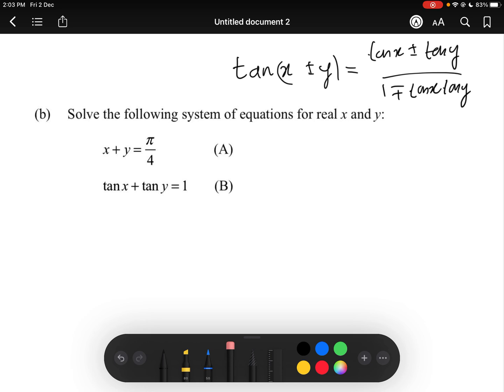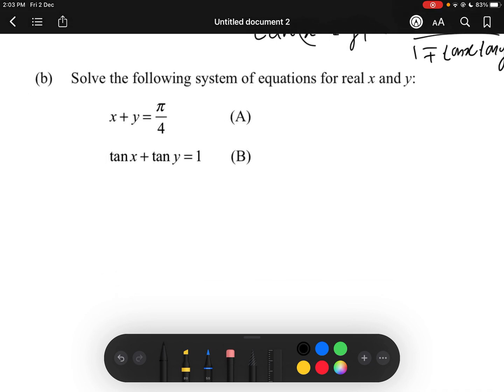Solve the following system of equations for real x and y. x plus y equals pi on 4 and tan x plus tan y equals 1. Alright, so let's just write down our equations first. Again, we have x plus y equals pi on 4, and we have tan x plus tan y equals 1.